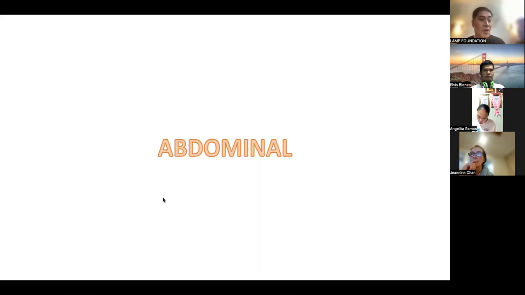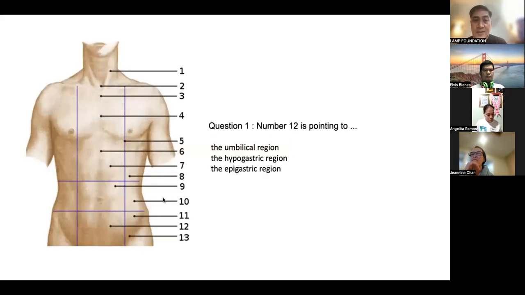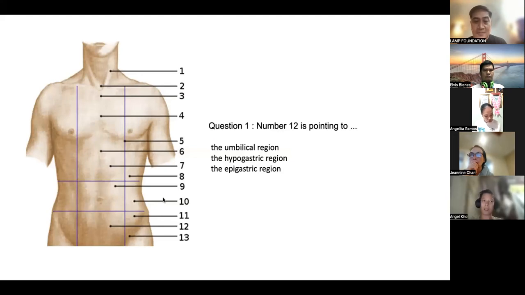So let's start with abdominal. I would like to call on Ma'am Angel. Good evening, Ma'am Angel. Are you ready with the 15 questions? Yes, Doc. Good evening po. Good evening, classmates. I will read the question. Number 12 is pointing to what?